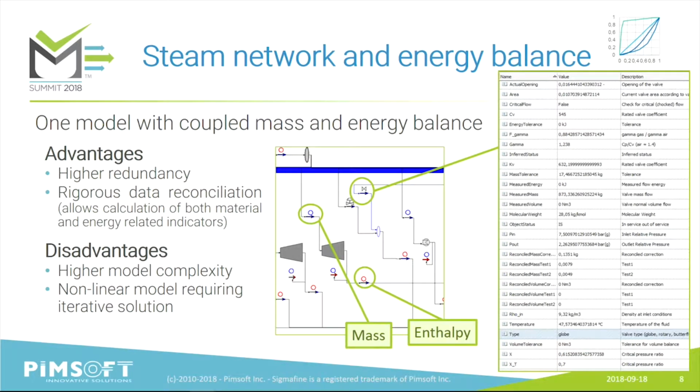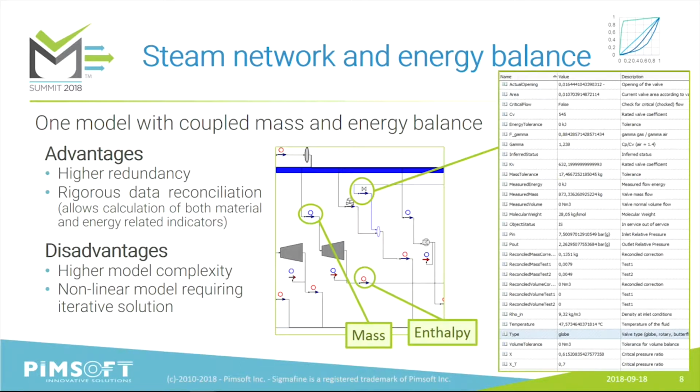Another example here we have of a Sigmafine application to energy in a steam network. We have a very small detail of a larger model here. This model contains the complete steam network of a big plant. On this model, Sigmafine applies an energy and mass coupled or concurrent balance. So we have to include both information about measured mass and measured specific energy.